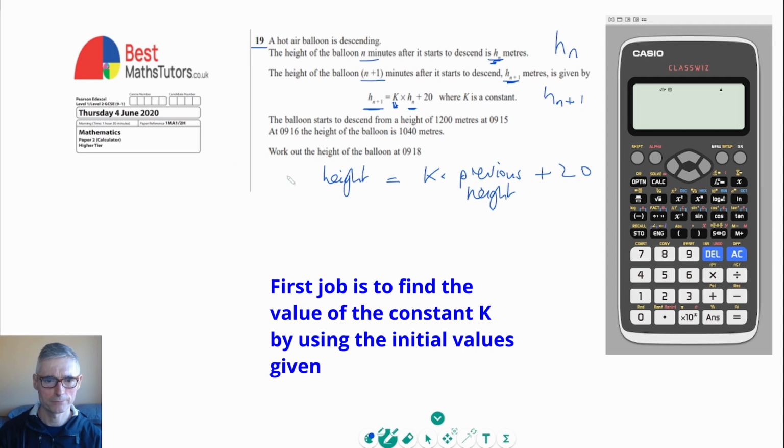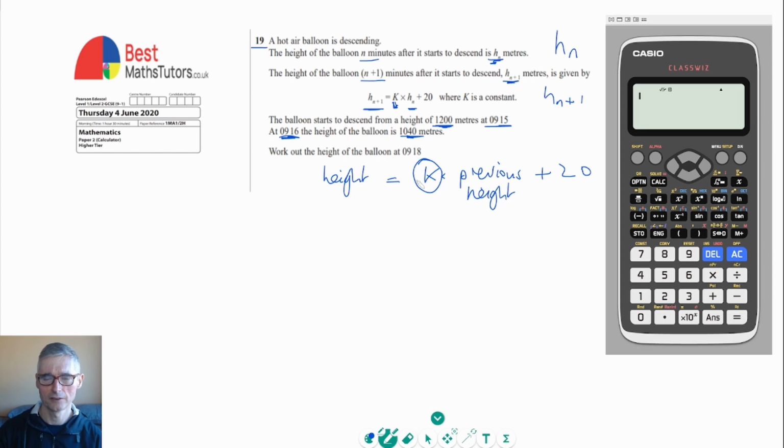So what we need to do first from the information that we're given, because we were told that the balloon starts to descend from a height of 1200 meters, and that 1 minute later, at 0916, the height is 1040 meters. So we're going to use that initial information to work out the value of k. That's our first job.